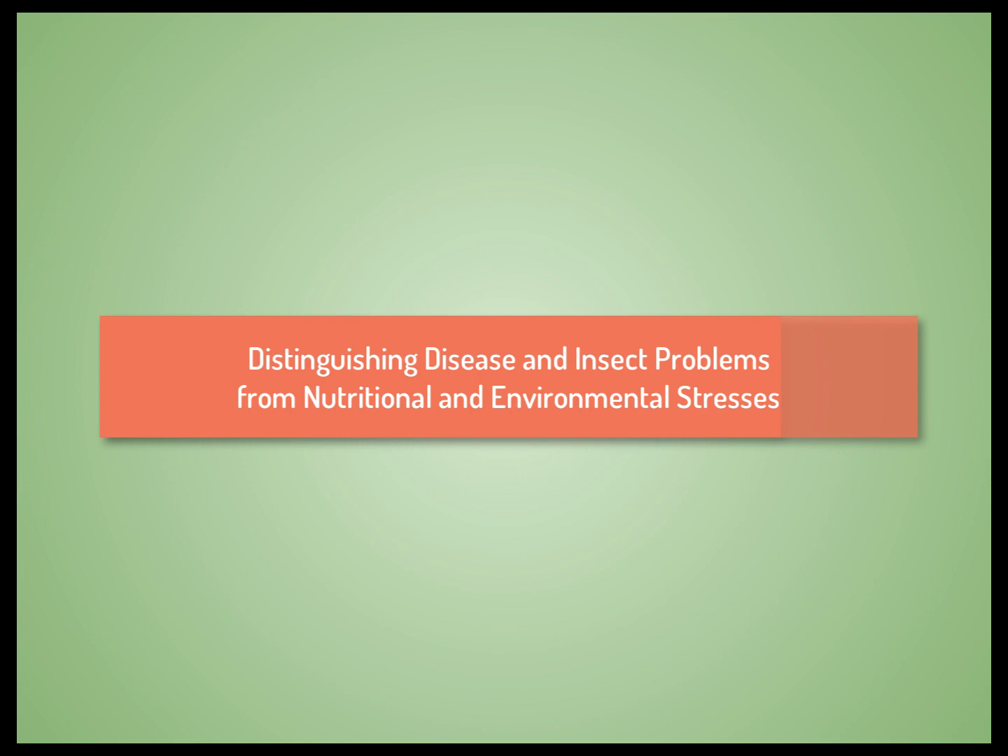Many times these symptoms overlap with each other. Therefore, farmers face difficulty in identifying the reason for such symptoms in order to take corrective measures. Hence, we have brought in front of you these three videos, one after the other, to help you in identifying these problems by examining these symptoms in the field so that corrective measures can be taken up. In the first video, we shall show you how to distinguish disease and insect problems from nutritional and environmental stresses by observing the type and pattern of symptoms directly in the field.